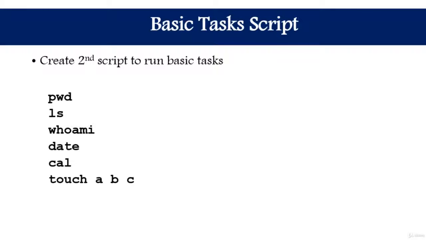Date, the current date. Cal, the current calendar. And the last one, I want to create three files in the directory that I'm logged in. Those files are A, B, C, and the command we will use to create them is touch. So it's just that simple, and that script will run sequentially. If you remember, it will do the first one, pwd, then ls, and so on.